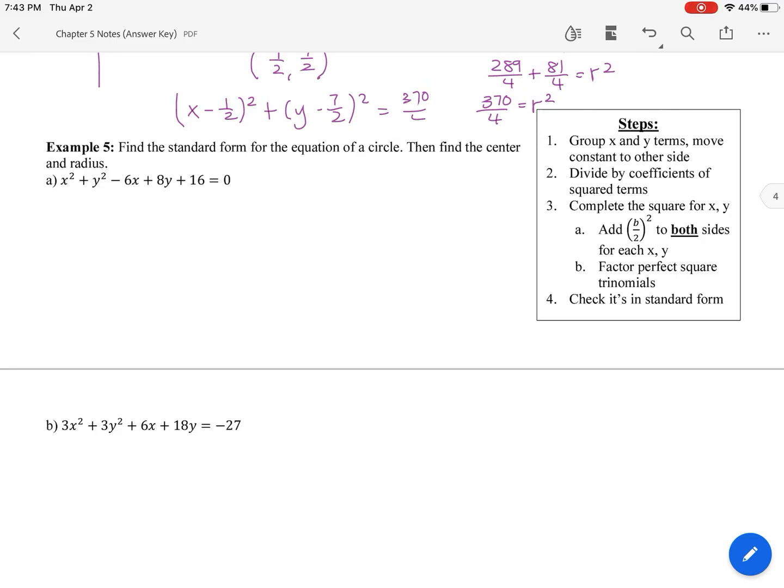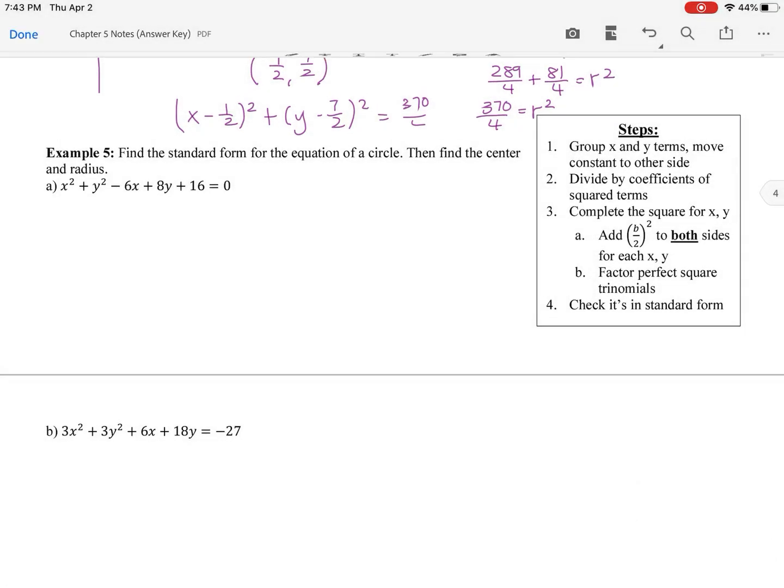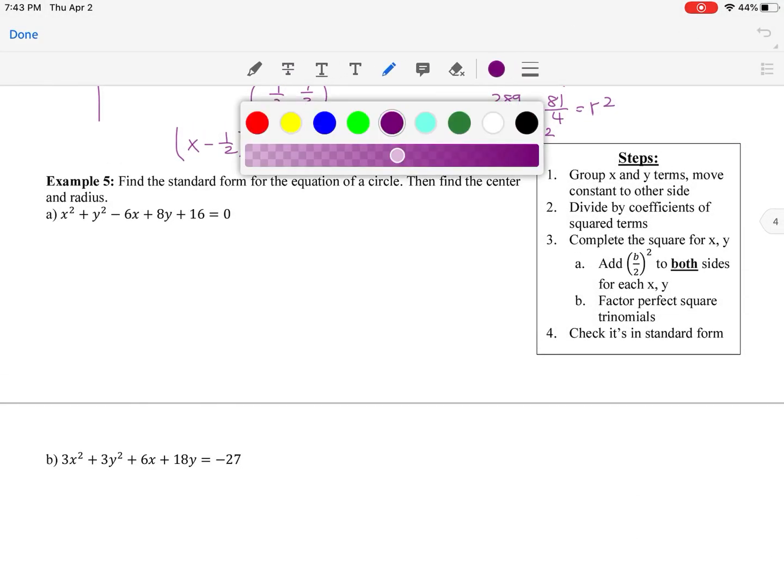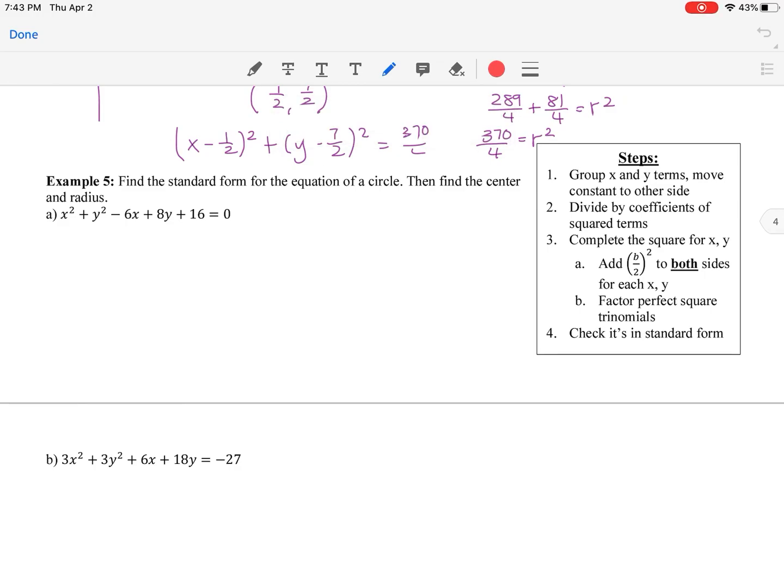Okay, the next part of our lesson is to put something from standard form into the form of our conic, in this case a circle. So I would definitely take note of the things over here on the right side, because these are steps that you're going to want to be familiar with.